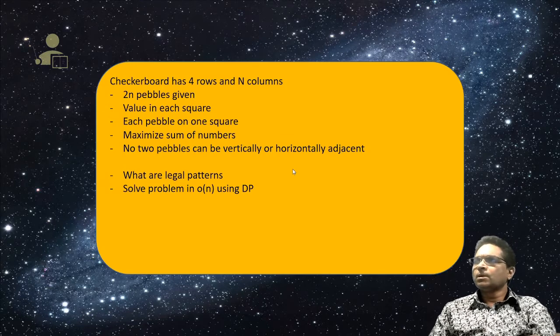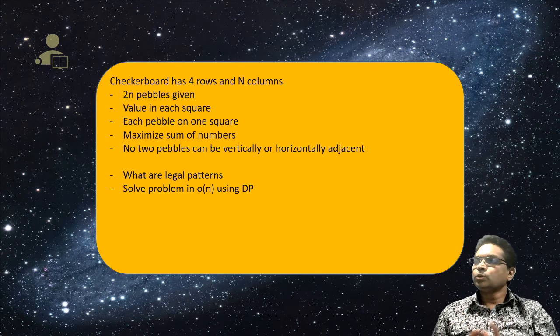So in today's problem, we're going to be talking about a checkerboard that has 4 rows and n columns. We are given 2n pebbles and we must not exceed 2n pebbles, and given these 2n pebbles we must place 1 pebble in each square and maximize the sum of numbers, and no 2 pebbles can be vertically or horizontally adjacent. If you put a pebble in a square, either the one above, below, to the right, to the left, cannot have another pebble. You can have diagonal locations, but you cannot have adjacent ones to have pebble.